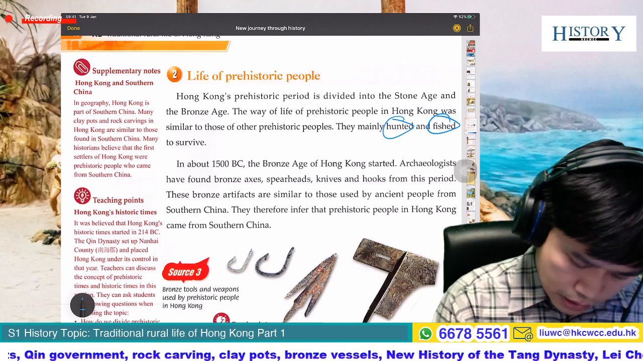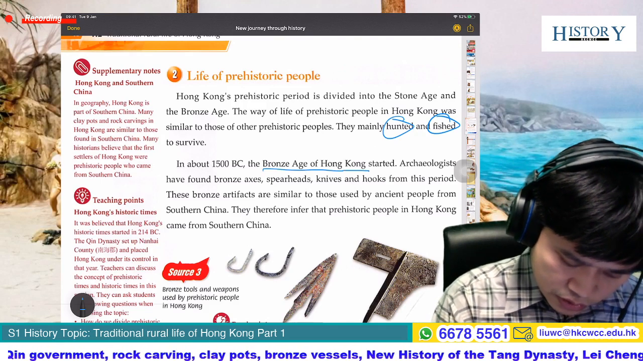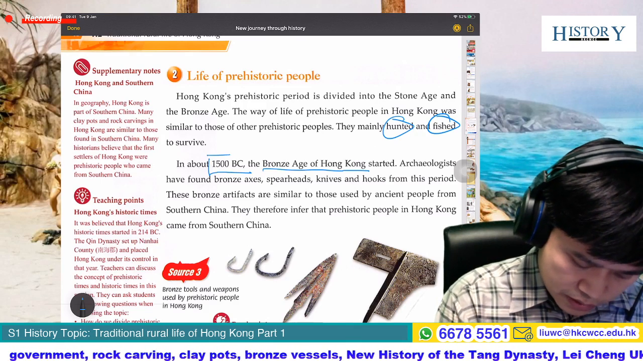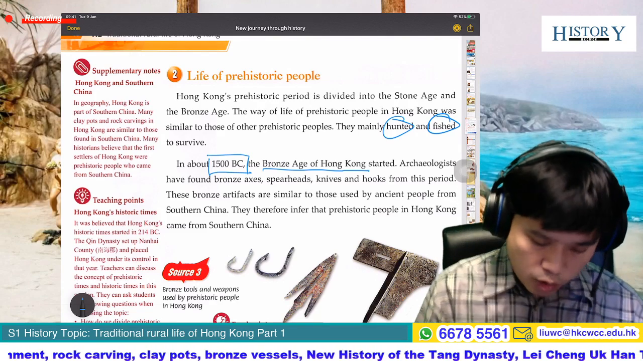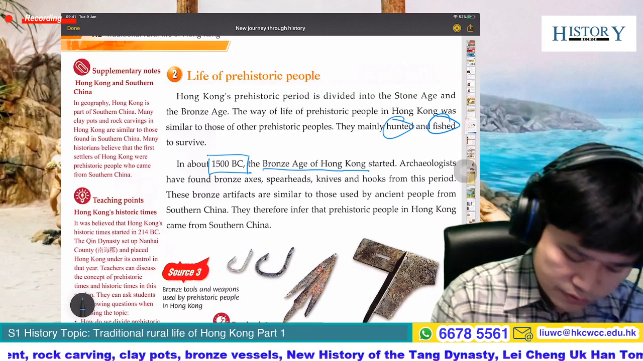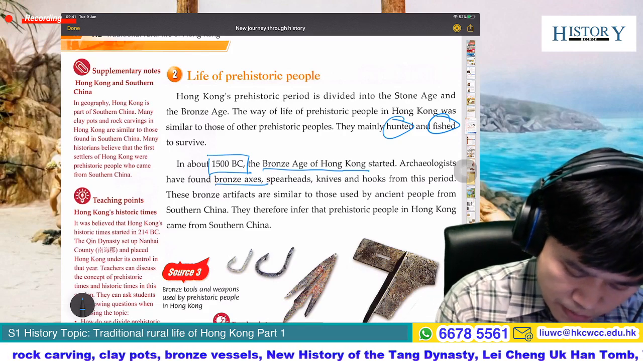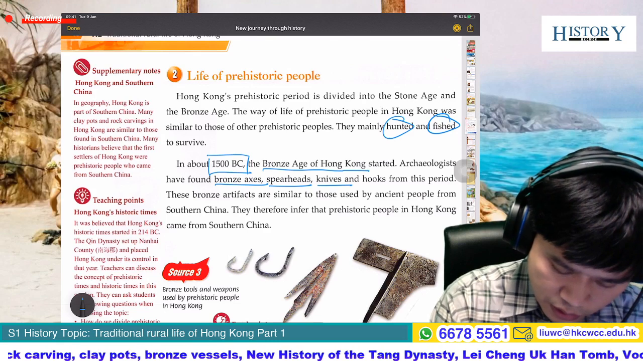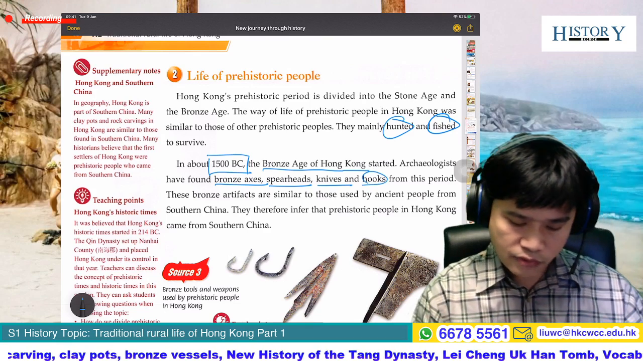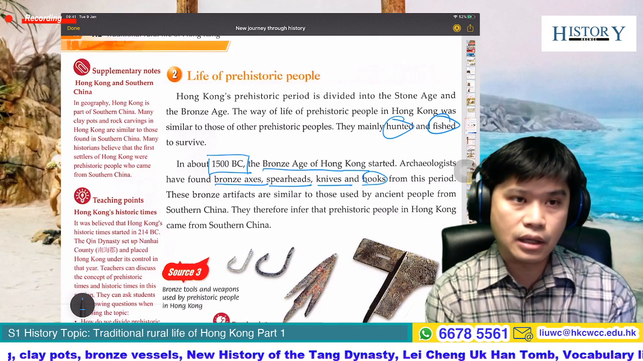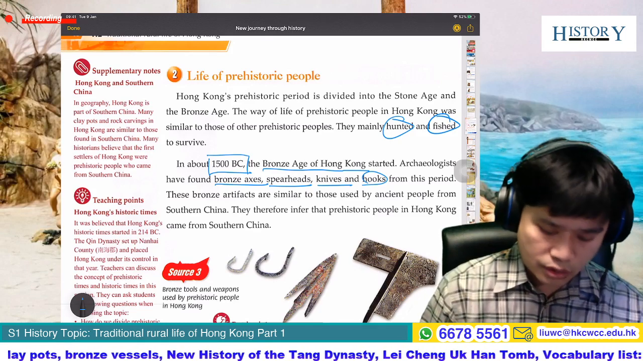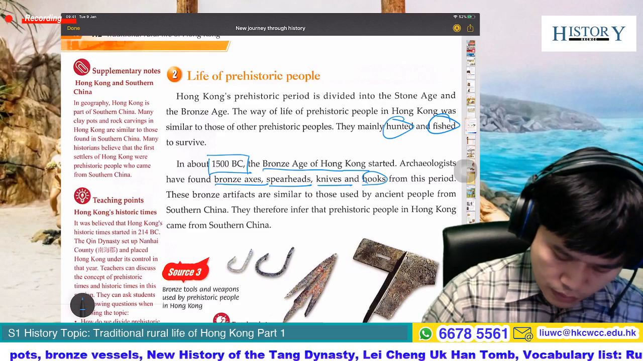And then later, the Bronze Age of Hong Kong starts. We can trace it back to about 1500 BC. Why? It is because the archaeologists found some bronze axes, spearheads, knives, and also hooks from this period, and then we can say that would be the Bronze Age of Hong Kong.